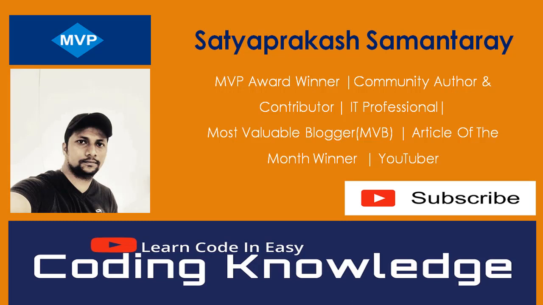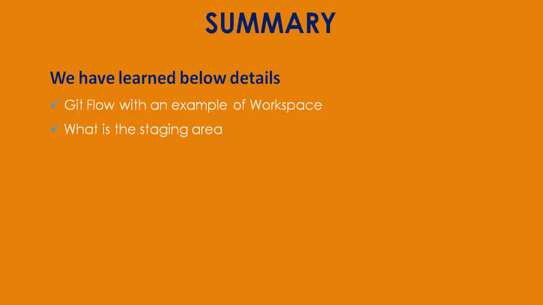So in the final summary, what we have learned today in this video is git flow with an example of workspace, what the staging area is, what the functionality behind the workspace and the staging area is, and how multiple developers can work on the same repository with workspace 1.